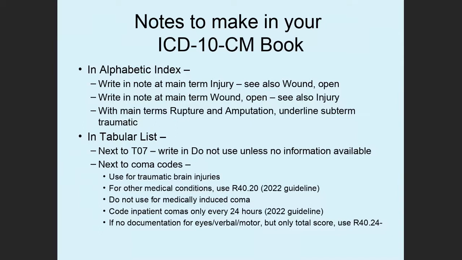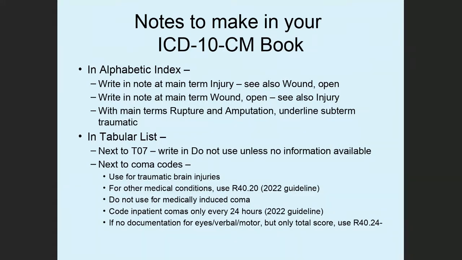So it's impossible to remember all the guidelines that we've talked about today and just in general. So I suggest you write these notes in your book. In the alphabetic index, find the main term injury and write in "see also wound open." It's very easy to forget that there's something other than injury that you can go to. You can also go to wound open and write in a note, "see also injury."